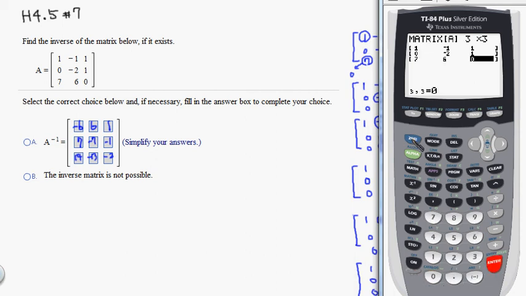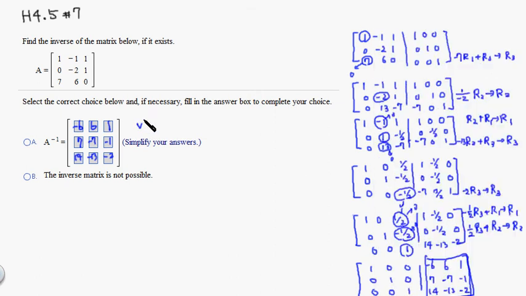Let's go to the regular screen, and pull out matrix A. Then you take the inverse. The inverse matrix is -6, 6, 1, 7, -1, -1, 14, -13, -2. So we got that correct. All right, that's it. I hope that this was clear.